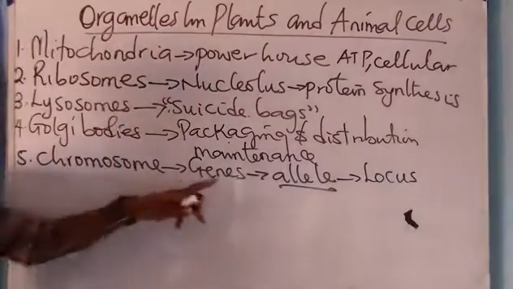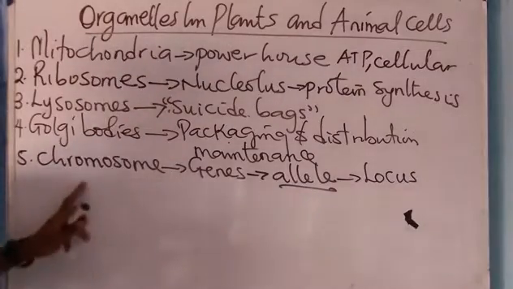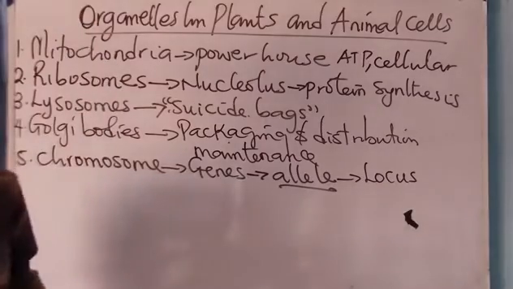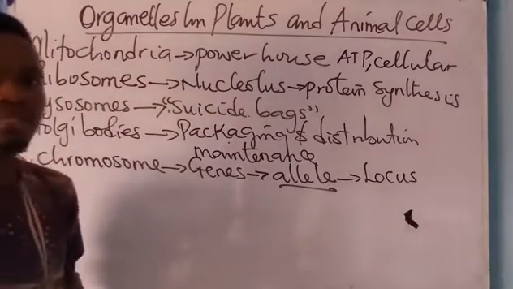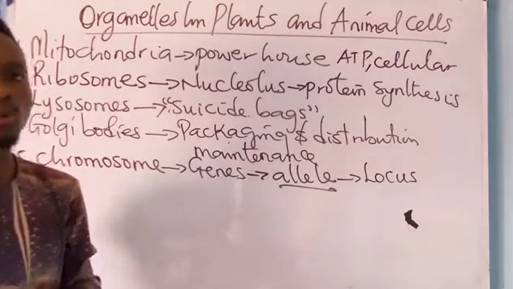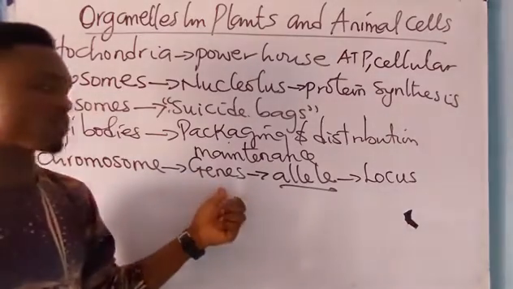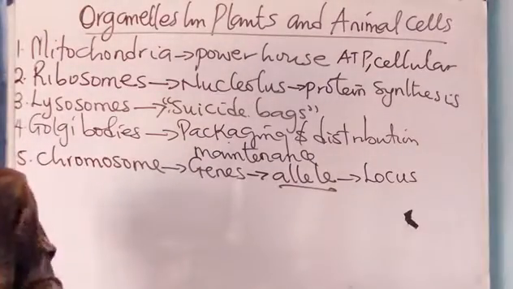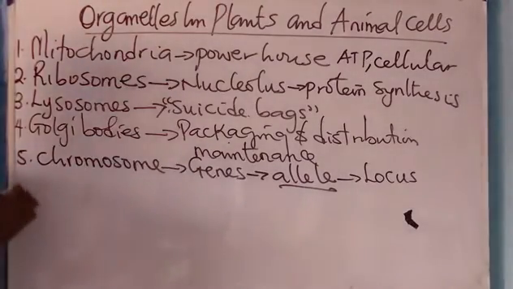The region where these genes are located in the chromosome is called what? Locus. So the determinants of the traits that are being transmitted from the parents to the offspring are under the influence of what? The gene, all right? That's why you have the genotypic ratio and the phenotypic ratio.